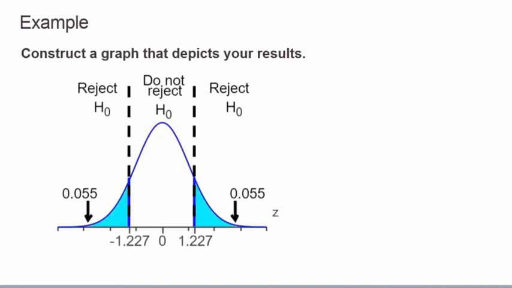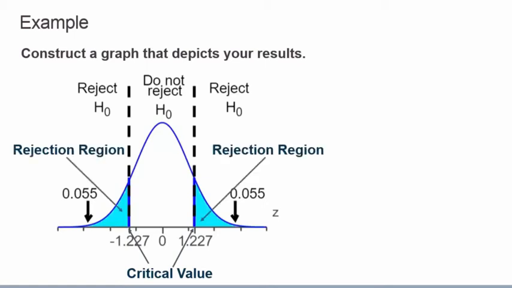Continuing our example, construct a graph that depicts your results. So we want to label where the critical values are. They are at negative 1.227 and positive 1.227. Then we want to label our rejection region. Our rejection region is to the left of negative 1.227 and to the right of positive 1.227. Our non-rejection region is between the two numbers.